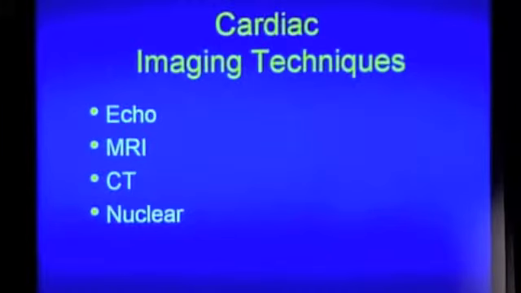MRI and CT are newer modalities, but also provide very important information. And nuclear is primarily used for stress testing. I'm not going to talk further about nuclear, due to time constraints and because we're not doing that as part of our research collaborative. The other thing that needs to be said is that all of these modalities are really complementary. We get different information from each of these, and that's why the ordering of these tests is often individualized for different patients.